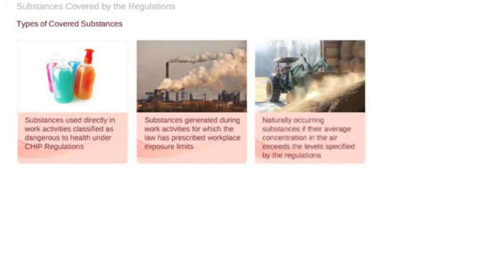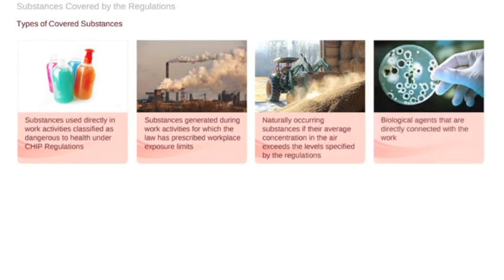The regulations cover naturally occurring substances, like grain dust, if their average concentration in the air exceeds the levels specified by COSHH regulations. Finally, biological agents like bacteria and other microorganisms are covered by the regulations if they are directly connected with the work, for example, in healthcare establishments.